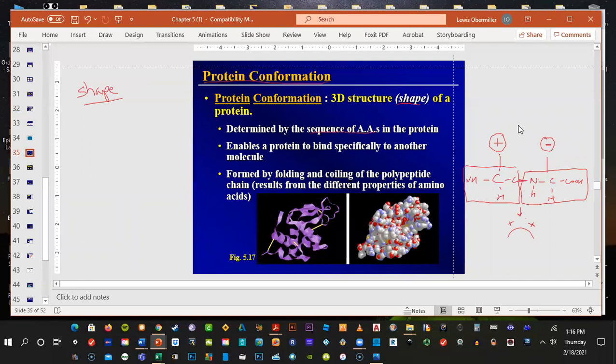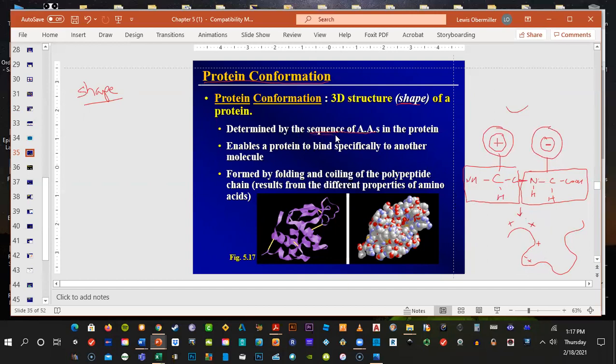It would bend up. Then it would bend up, right? So you could imagine that we could get all kinds of crazy shapes just from varying the charges, right? So this might be a negative and a positive pulling the protein chain together. This might be a positive pushing it apart. So you could get these really complicated shapes from the variables in these R groups.